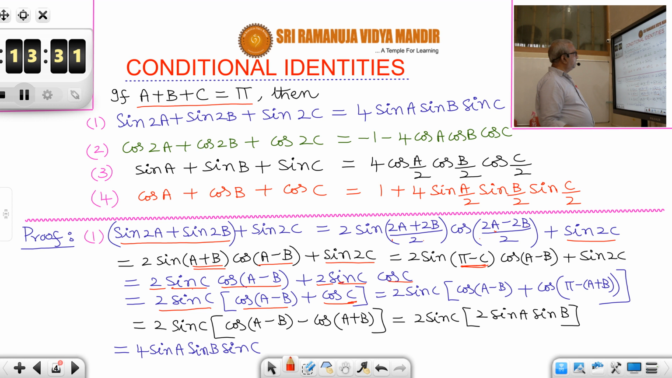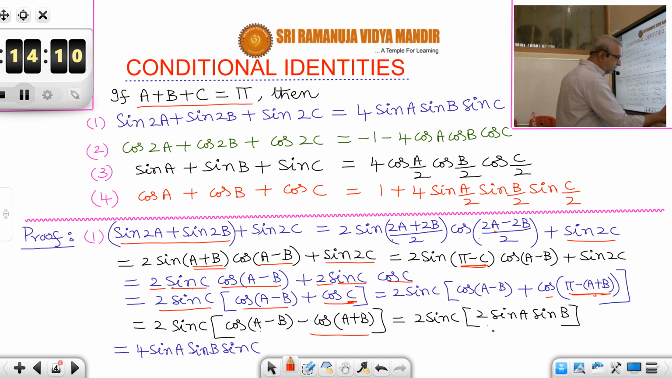Remaining no change. What is cos(180 minus theta)? Minus cos theta. So this term becomes minus cos(A plus B). Remaining no change. So in the bracket you have cos(A minus B) minus cos(A plus B). Cos(A minus B) is cos A cos B plus sin A sin B, minus of cos A cos B minus sin A sin B. So cos A cos B gets cancelled, sin A sin B will add up. So you will get 2 sin A sin B in the bracket. Outside, of course, 2 sin C is there. So total product on the right hand side will be 4 sin A sin B sin C. Okay, that we have proved.